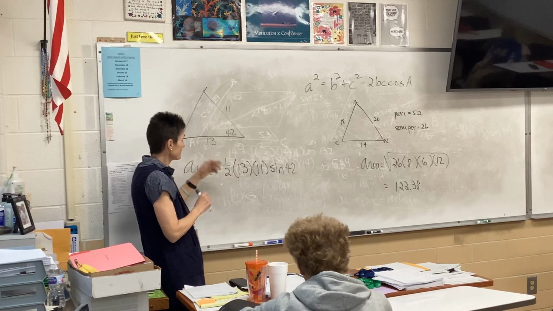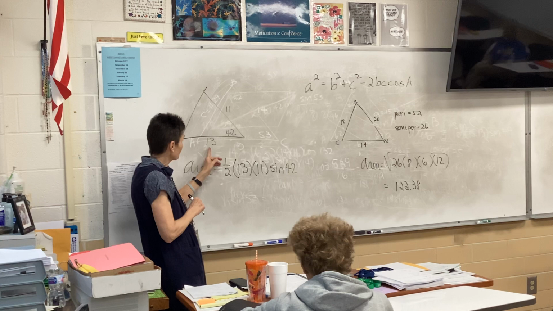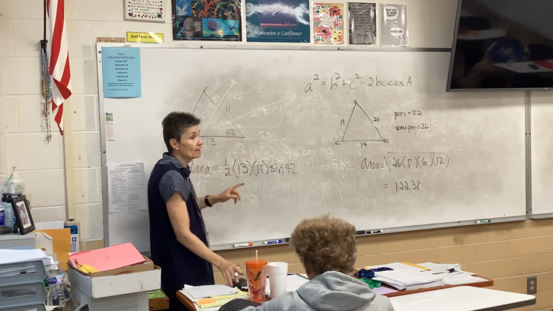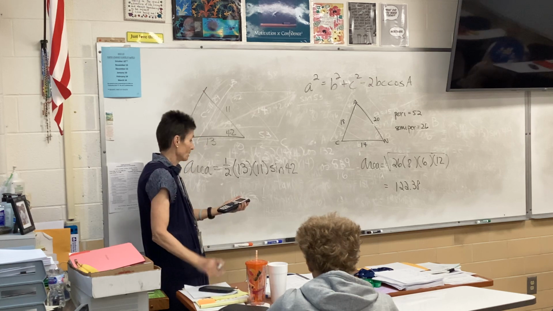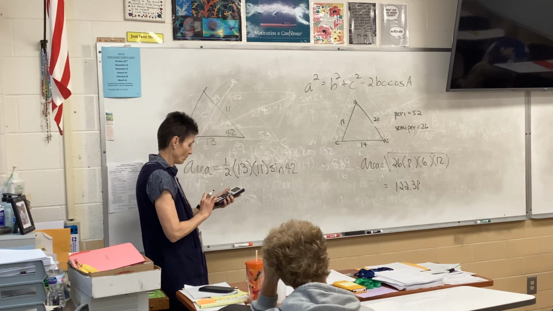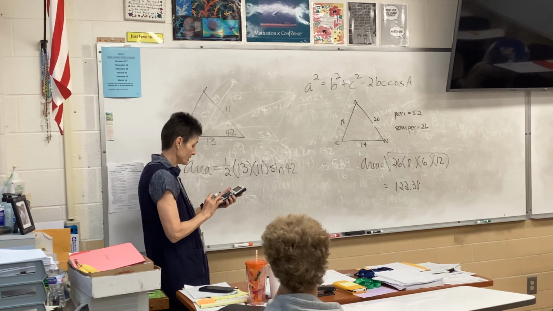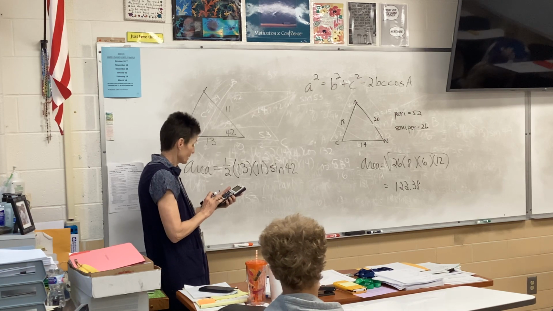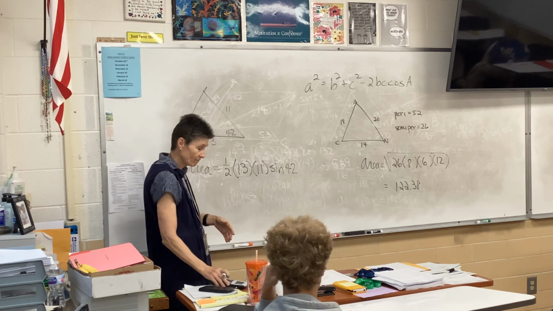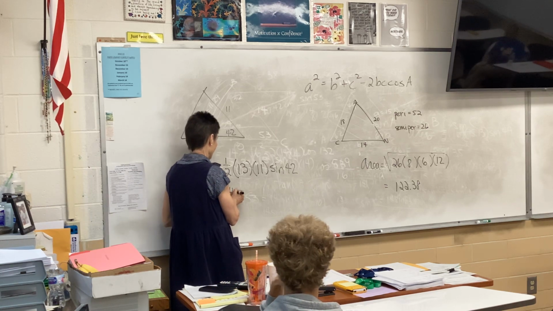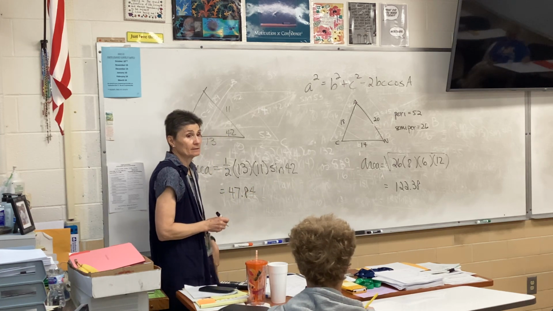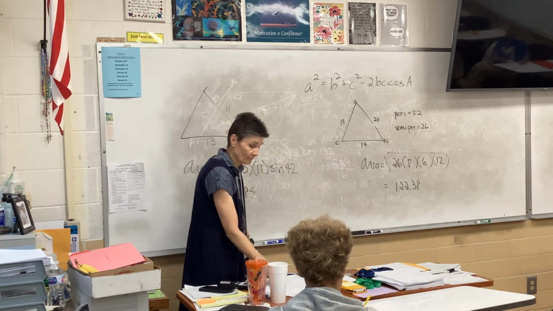So your formula simply says 1/2 times 13 times 11 times sine 42. 47.84. Wow, easy. Easy. Turn it over.